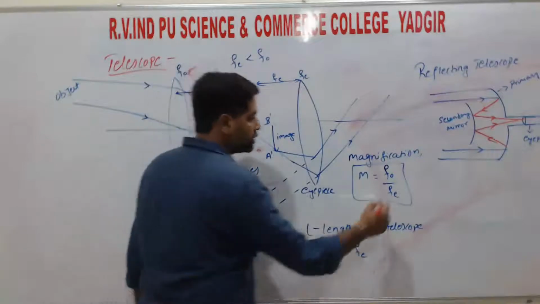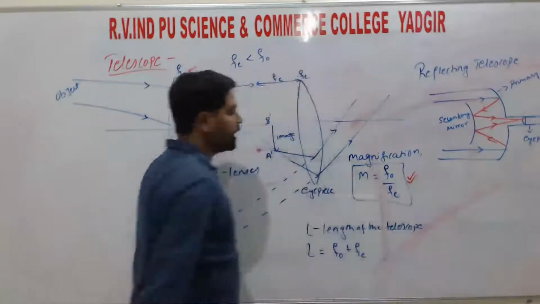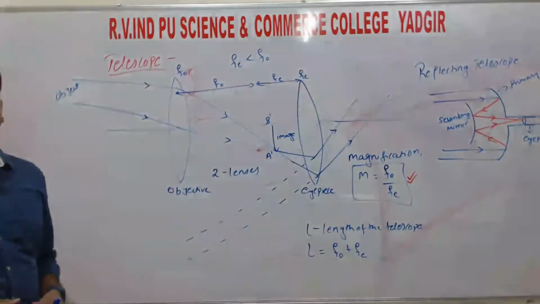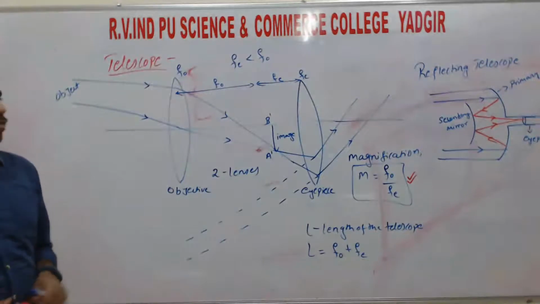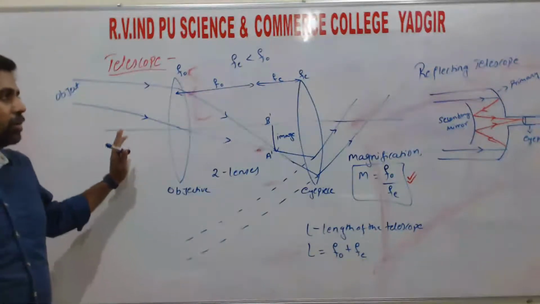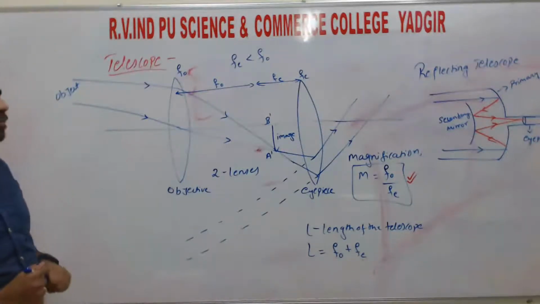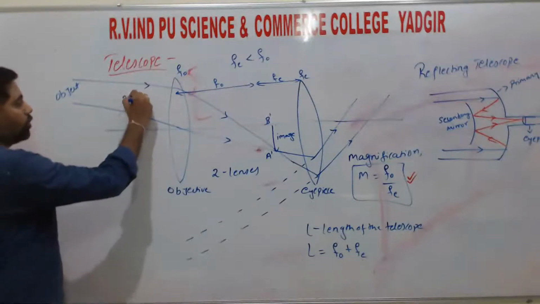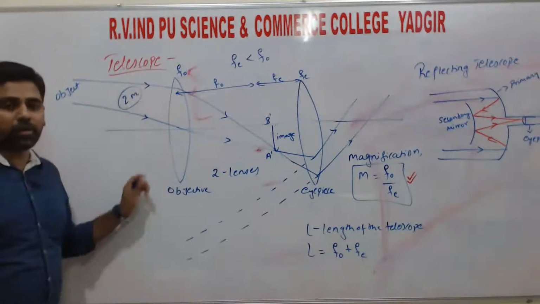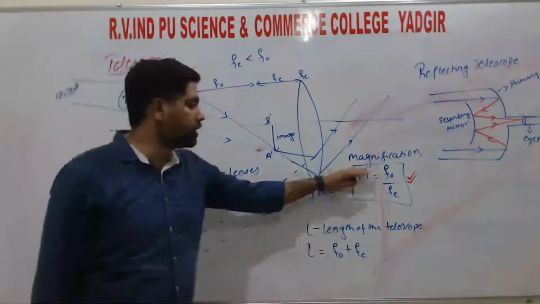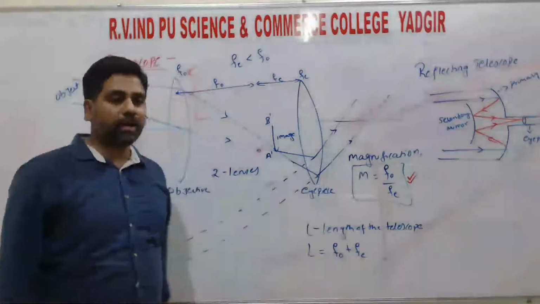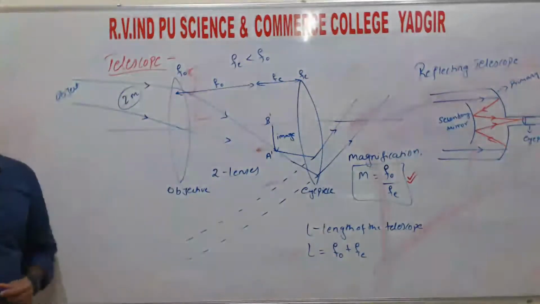For both cases we have the magnification M equals F0 by Fe, right? So these are the important points about optical instruments. They ask for 2 marks, either the ray diagrams or the magnification factors, right? Next.